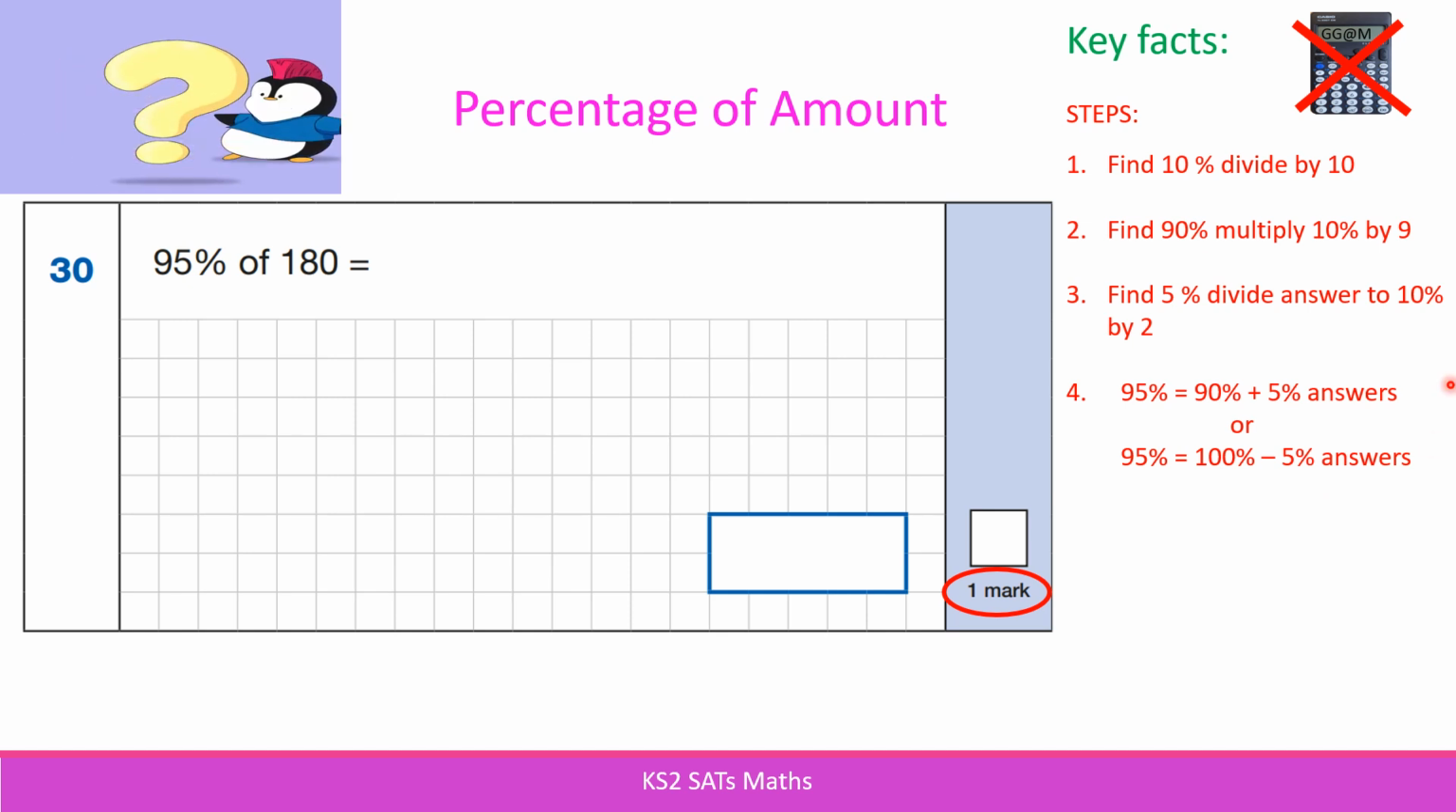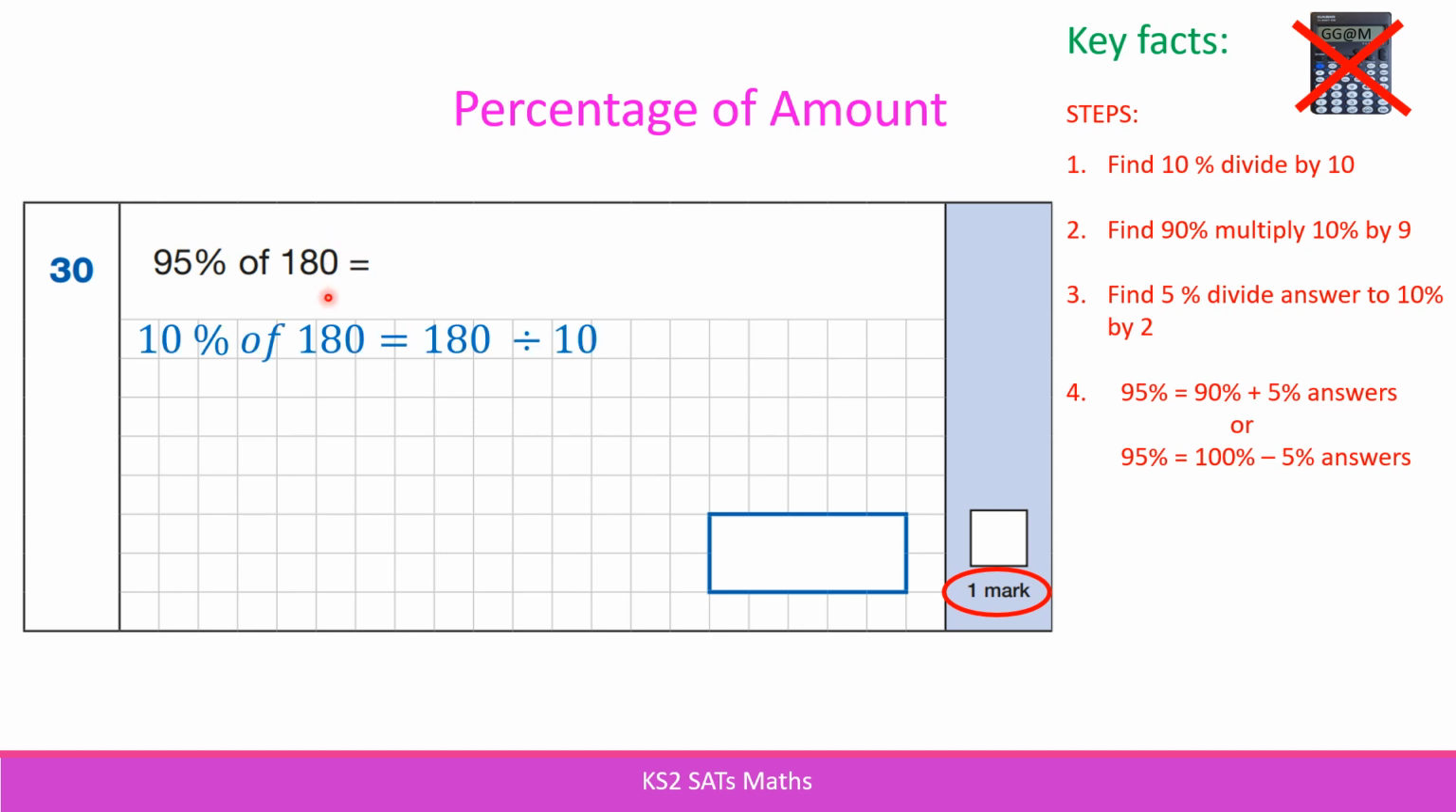Fantastic. So hopefully you've chosen one of these methods and got the answer to 95% of 180. So we're going to start off by finding 10%. So we've got to find 10% of 180. So we're going to move each of the digits 1 place to the right. So the 1 goes from the hundreds column to the tens, the 8 goes from the tens to the ones, and the 0 goes into the tenths column, which is behind the decimal point, so we can ignore it, which is the same as crossing off the 0, which gives me 180 divided by 10, which is 18.